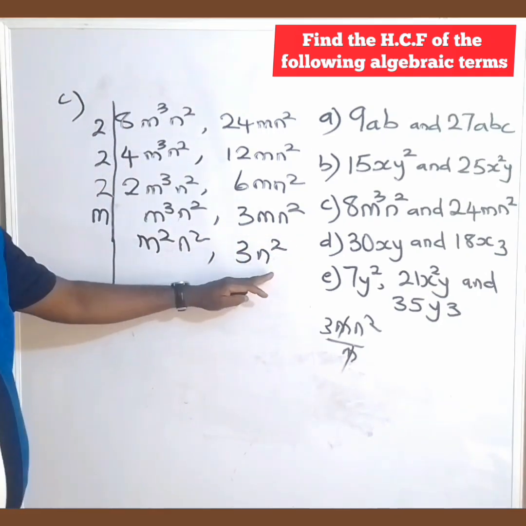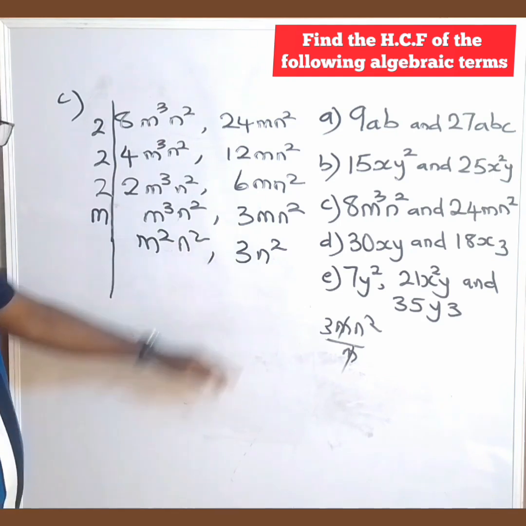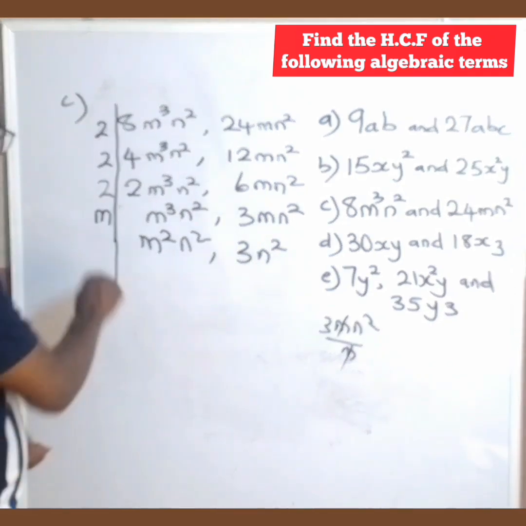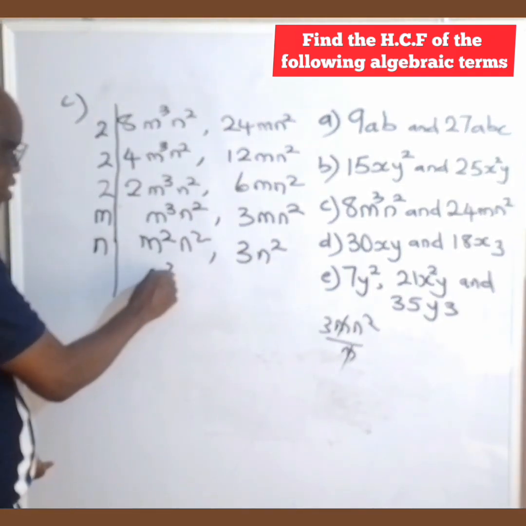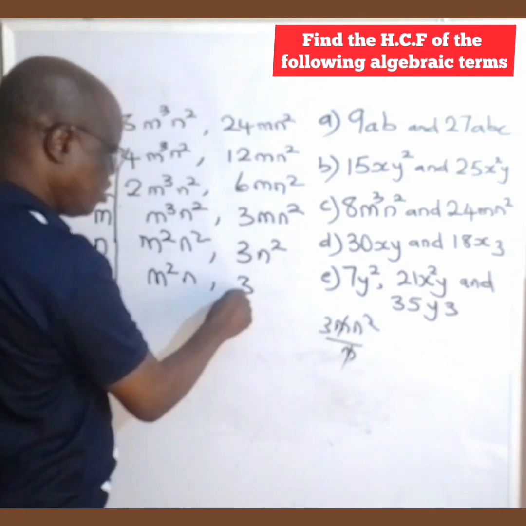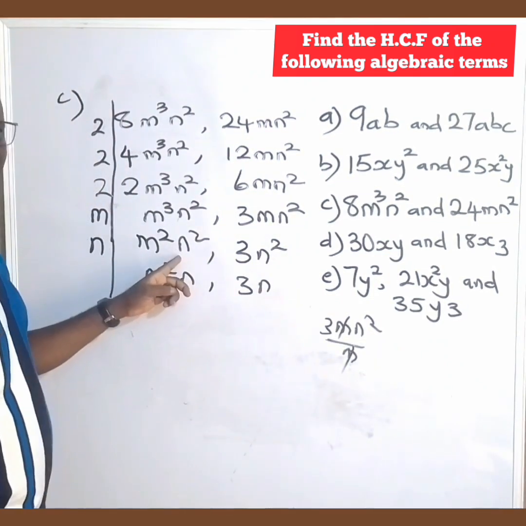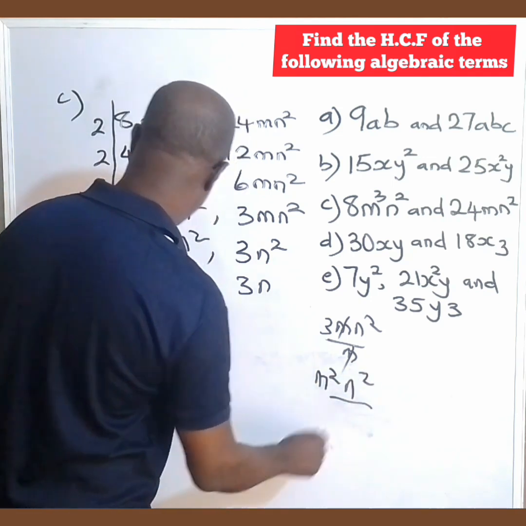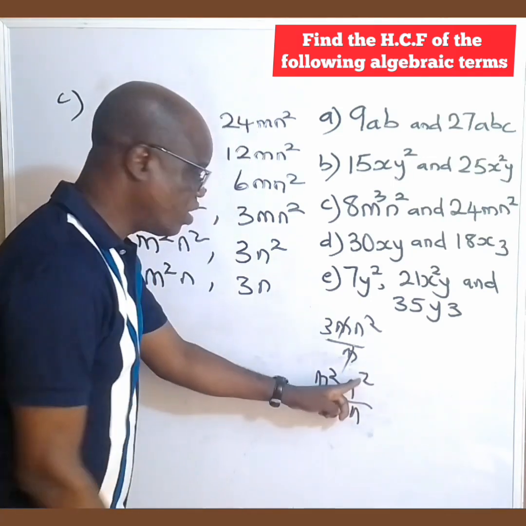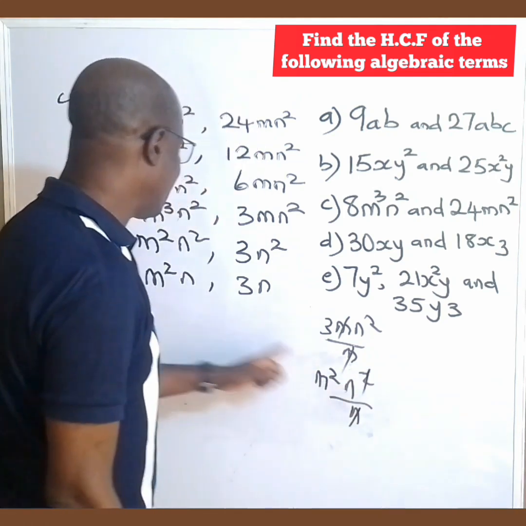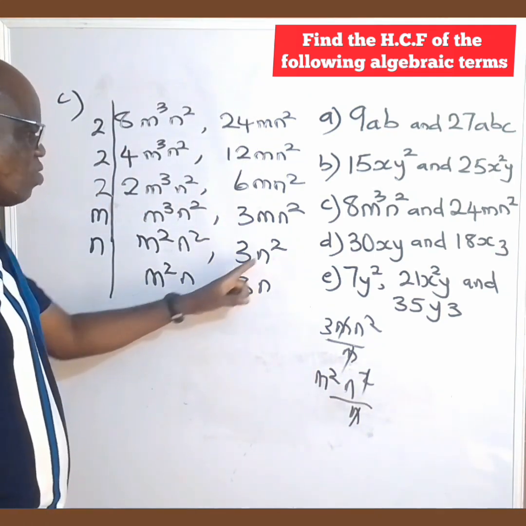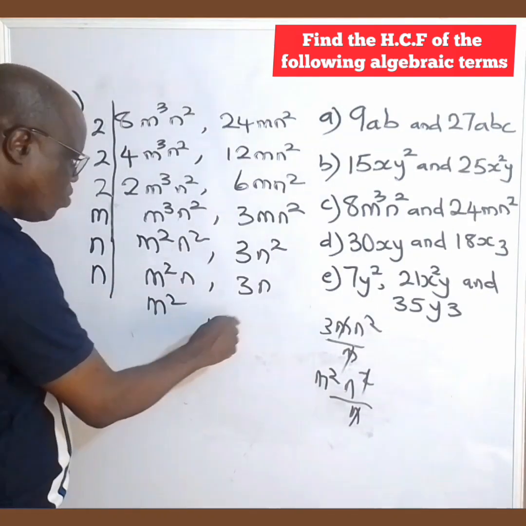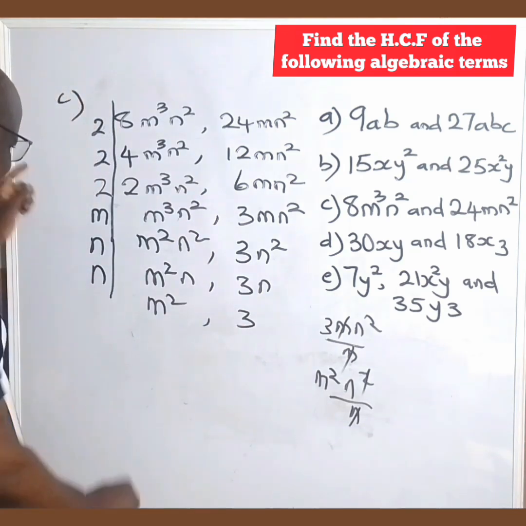So M is no longer common to both. So N is common. You have N squared, N squared. So you have N here like this. Because if you say M squared N squared divided by N, you cancel 1 N here. So you have M squared N. That's how we get this. So the same thing here. Then you have your N. You have M squared. You have 3.